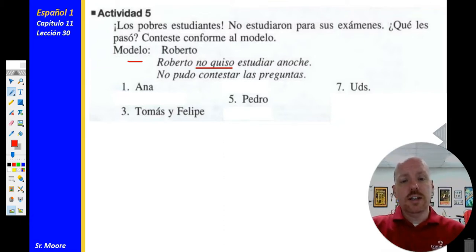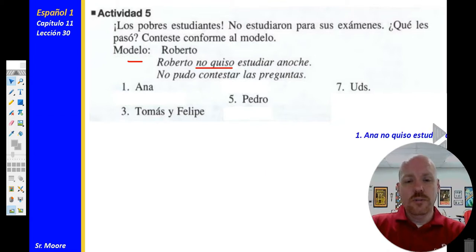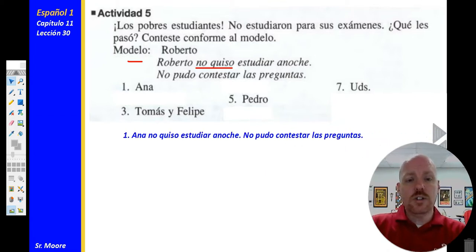So go ahead and do 1, 3, 5, y 7, changing the subject to the appropriate conjugated form of the preterite of the verbs that are here, and then we'll check those in just a moment. Do this on scratch paper or in a blank area in your notes. Número 1. Ana no quiso estudiar anoche. No pudo contestar las preguntas. Ana refused to study last night. She could not answer the questions.